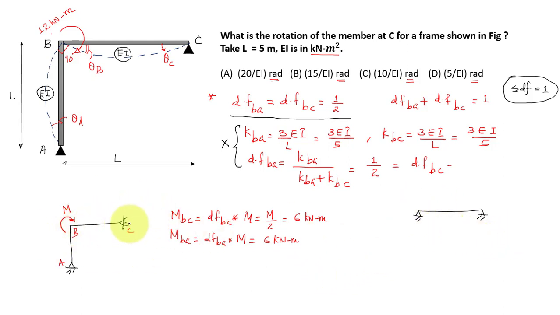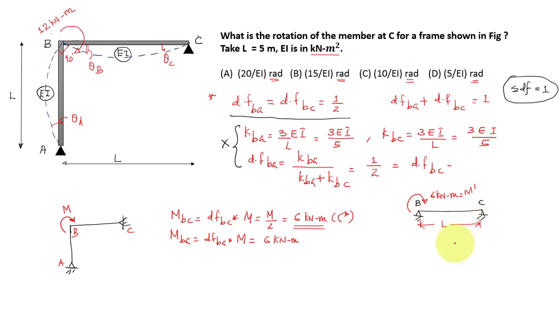You can take this span BC separately, and what is the value of MBC? That is this much kilonewton meter clockwise. So here you can take the moment as 6 kilonewton meter. Let us take this as M dash. Let us take this span as L.